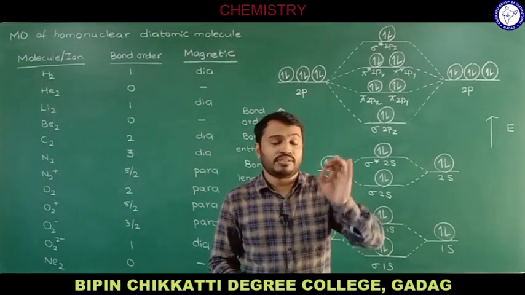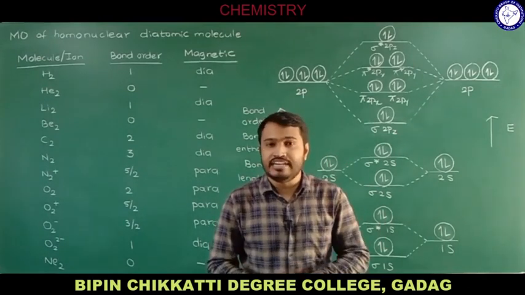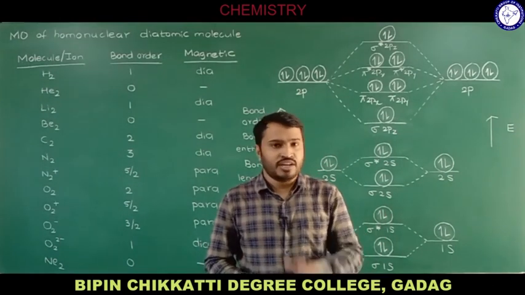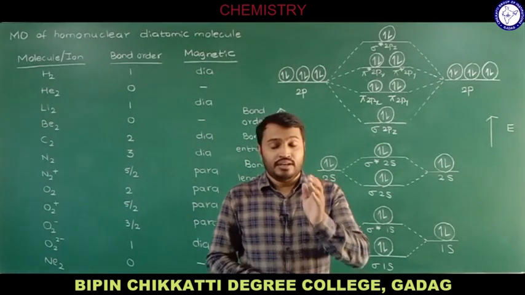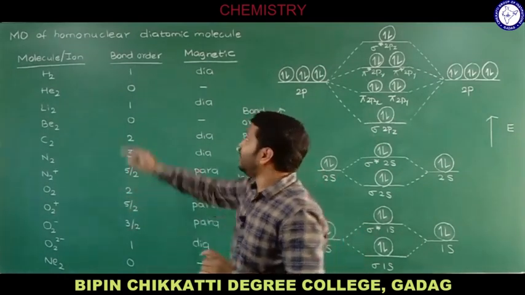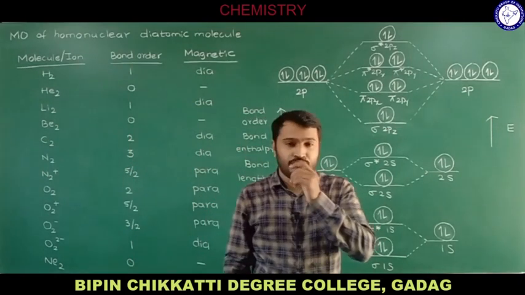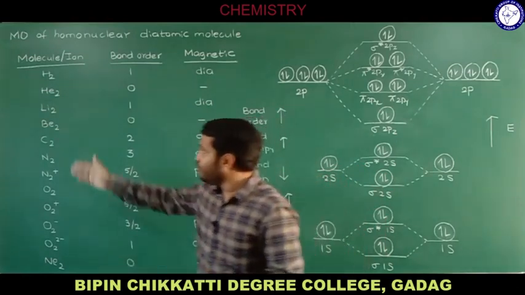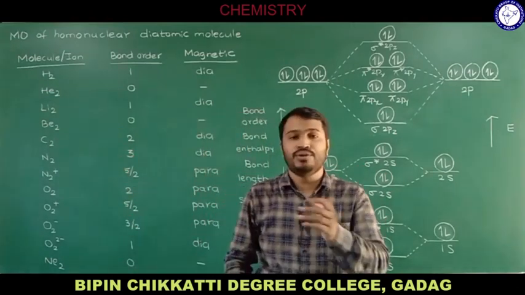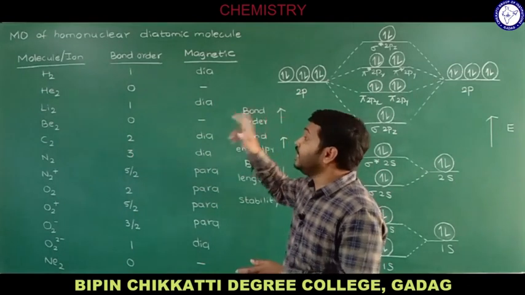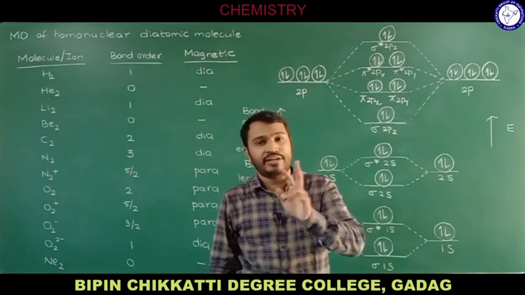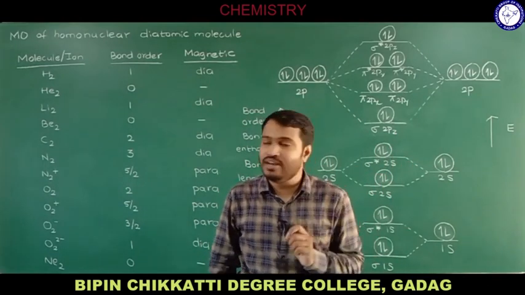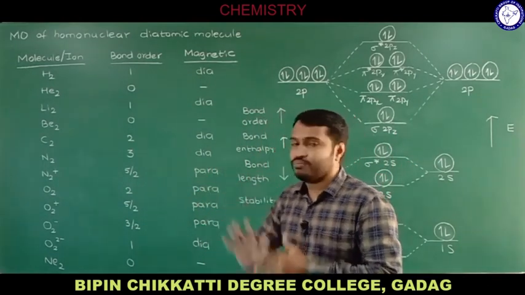Now I am going to summarize the molecular orbital treatment of homonuclear diatomic molecules. 12 examples I discussed. Know that all of these 12 examples are homonuclear diatomic molecules. Homonuclear, same kind of nucleus we have, same atoms we have in a particular molecule or ion, and all these are diatomic molecules. Atomicity will be 2. The molecule whose atomicity is 2, we call it a diatomic molecule, and all these are homonuclear diatomic molecules only.